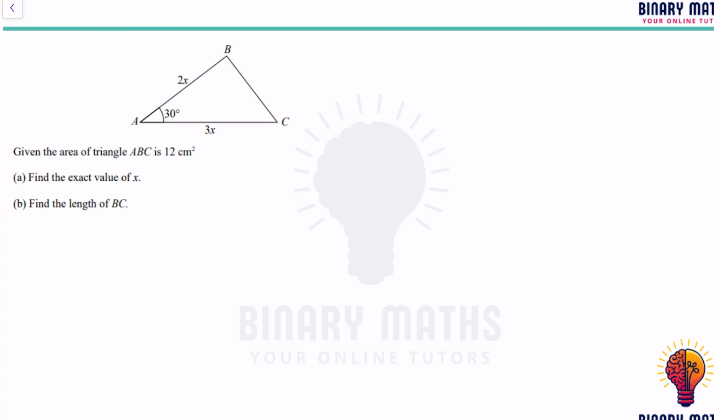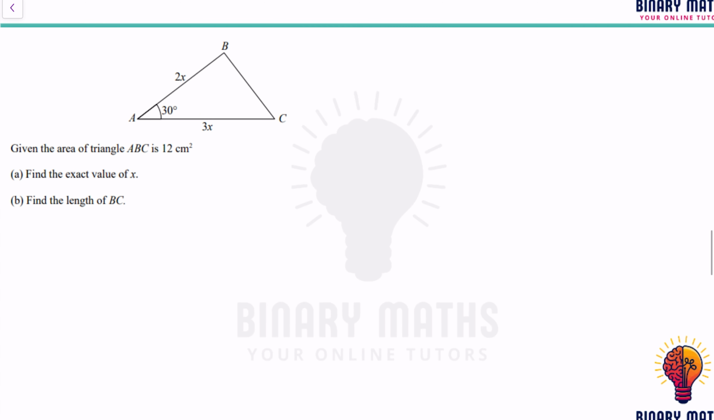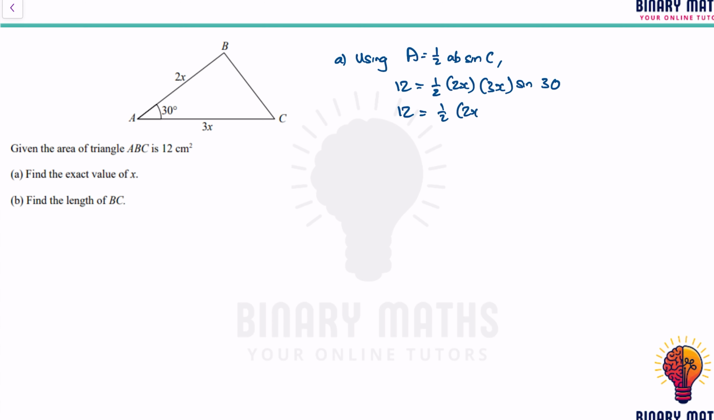Given the area of a triangle ABC is 12 centimeters squared, find the exact value of x and find the length of BC. Okay, so for part A, using area of a triangle is equal to half AB sine C, I get 12 must be equal to half times 2x times 3x times sine of 30, which is a half.